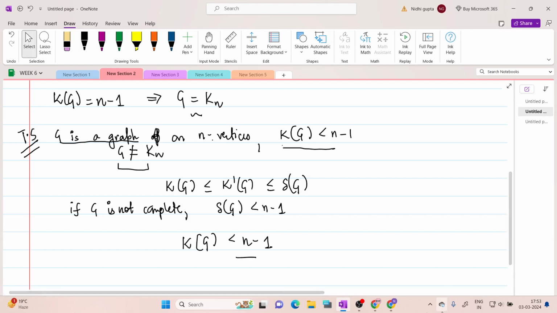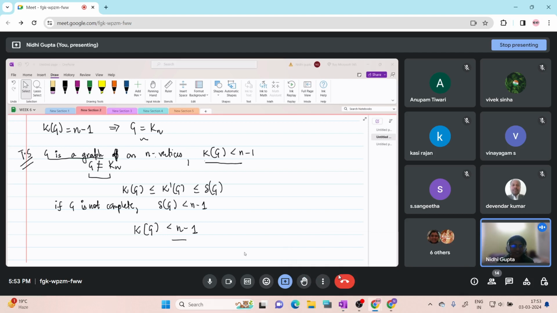So is this question clear to everyone? In general, if G is a connected graph on n vertices, we have that vertex connectivity is less than or equal to n minus 1. So this theorem is saying that the highest vertex connectivity, which is n minus 1, can only be attained by complete graphs. Any graph which is not complete has to have vertex connectivity strictly less than n minus 1. Okay, is this clear to everyone? Yes. Okay.